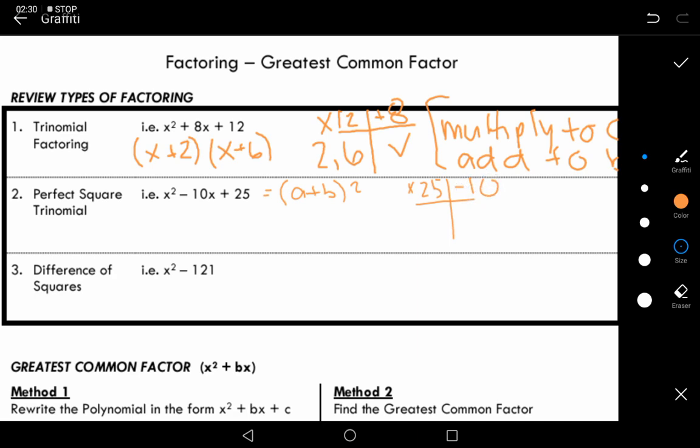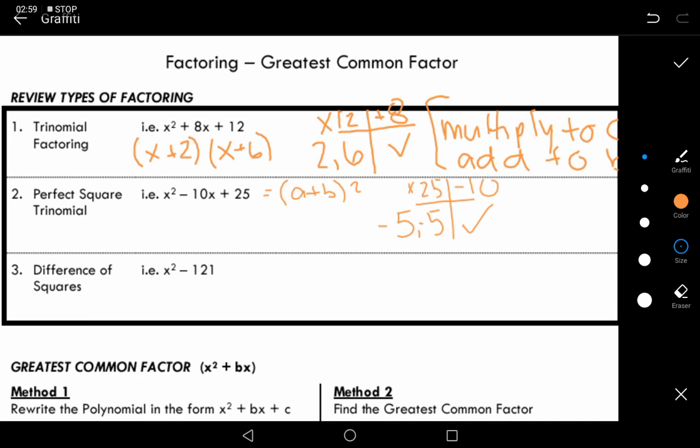negative 10. We know it's not going to be 1 and 25, so our second option would be 5 and 5. Positive 5 and 5 will multiply to give me 25, but will not add to give me negative 10. But what if I throw the negatives on there? If I throw negatives on both of those 5s, then it will meet both of those conditions. Negative 5 times negative 5 gives me 25. Negative 5 plus negative 5 gives me that negative 10.